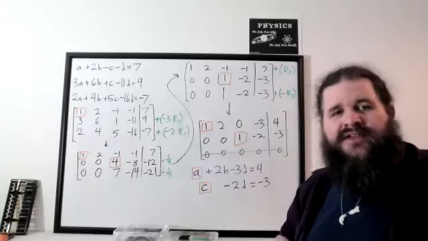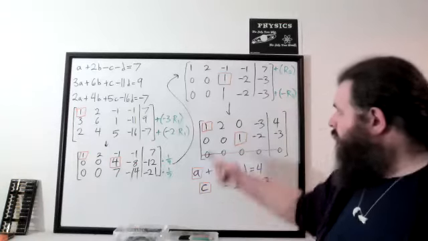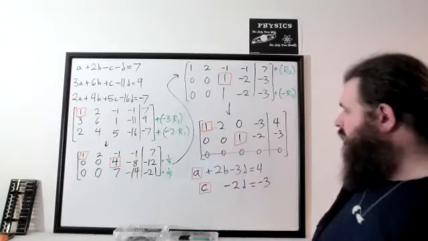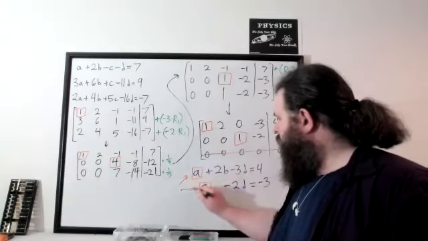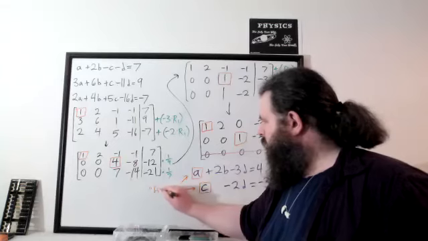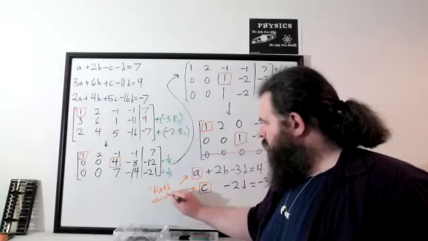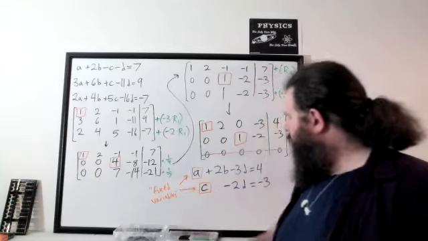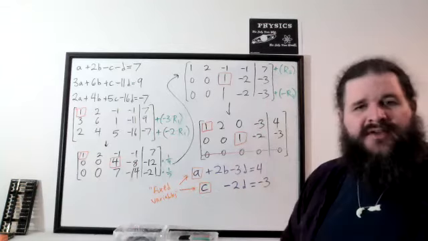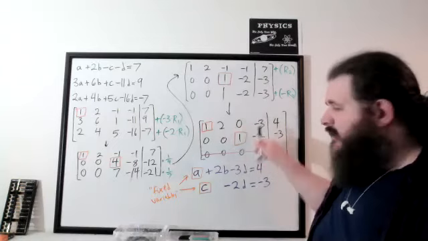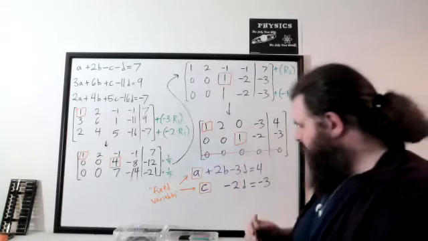The advantage of this is that it makes it much easier to solve for the variables that have pivots in those columns. And we call those the fixed variables. As opposed to the columns without pivots, which are called the free variables. So B and D, since they don't have pivots, would be free variables.